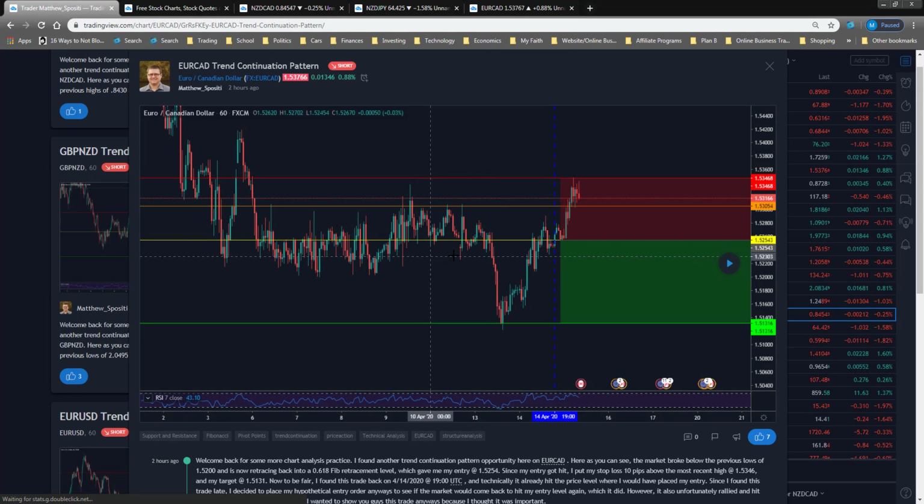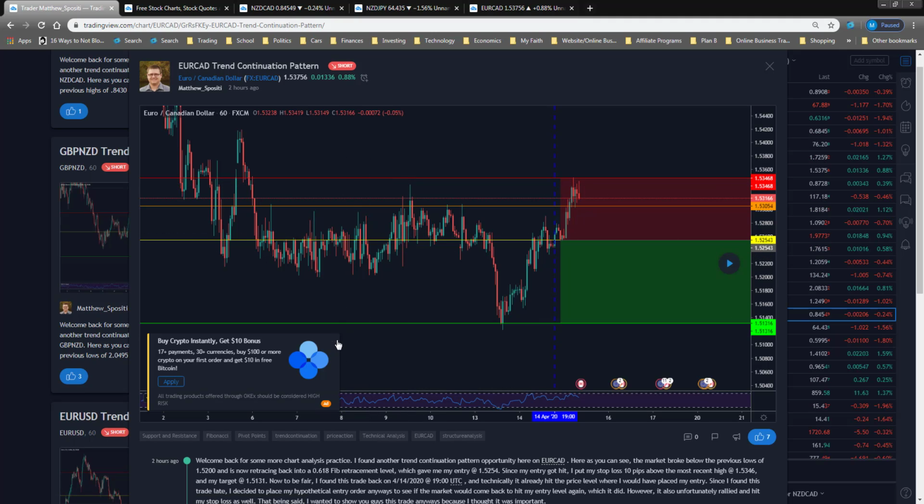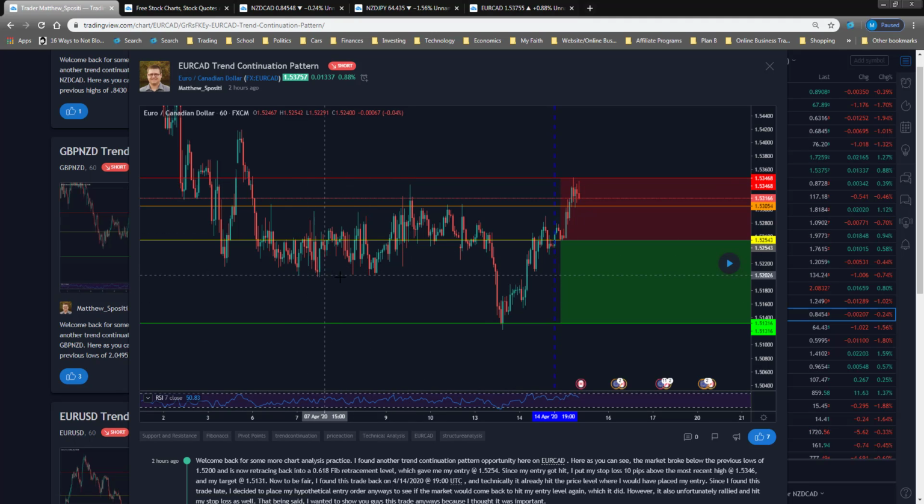Right here, in reality, I should have measured all the way up here. What I did was I did my fib retracement measurements from here to here. That's why there's a stop loss only 10 pips above the high here. But in reality, this wasn't the lower low, lower close. This was. And this was the most recent high.